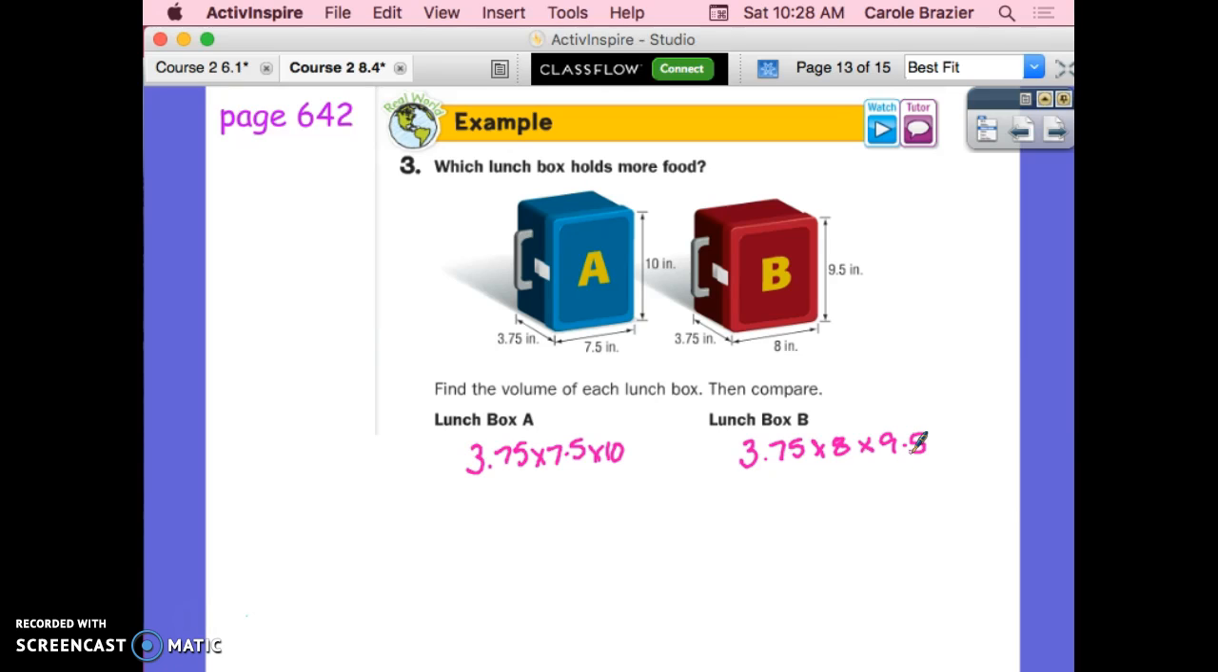All I'm going to do is put those in the calculator. This one will give you 285 inches cubed. This one will give you 281.25 inches cubed. And then you're just saying which one holds more food. So the one that holds more food is actually going to be the bigger one, so lunchbox B. Okay?